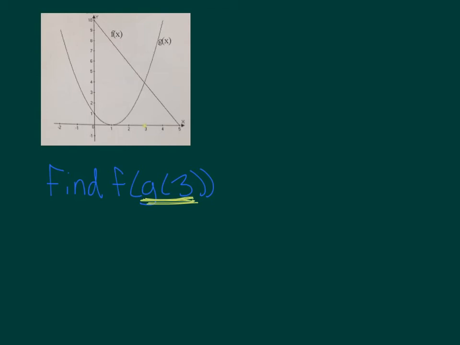So when x is 3, we're going to go up to the g function, and that's this one. Sometimes it helps to highlight each one a different color. And we say, what is y? Well, y is 4. So we know that g of 3 is 4. So now that means we're going to find f of 4. So now we go to the 4. When x is 4, we want to know what y is on the f function.